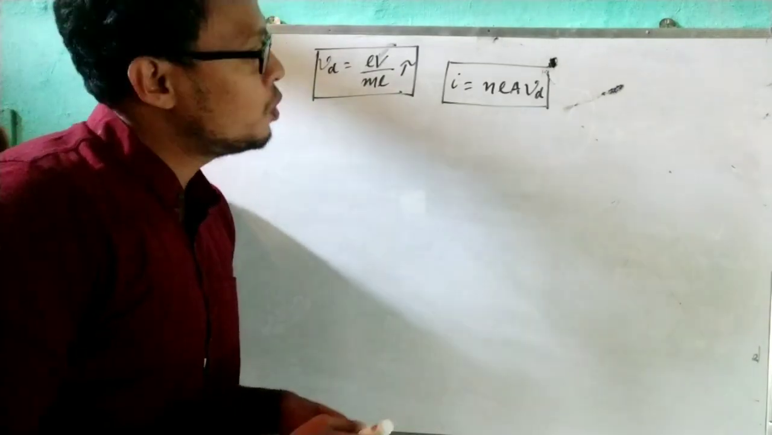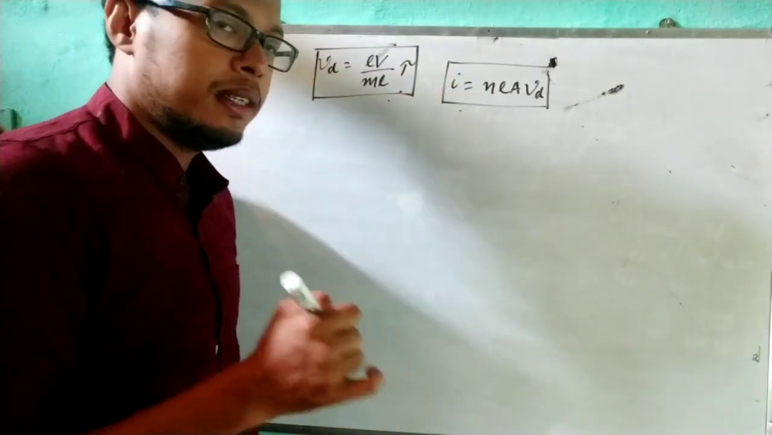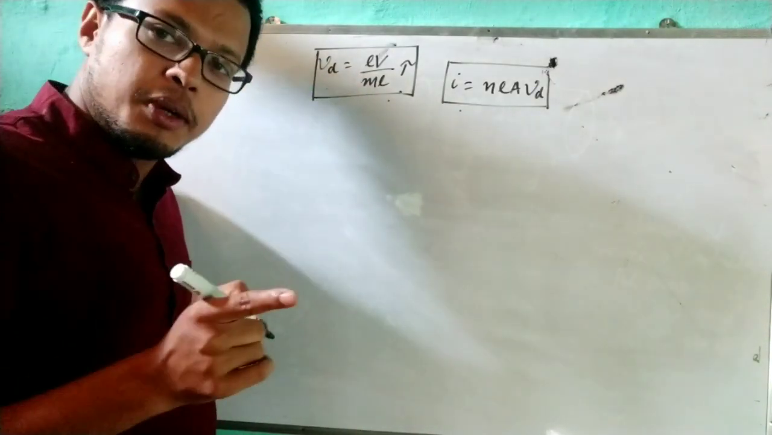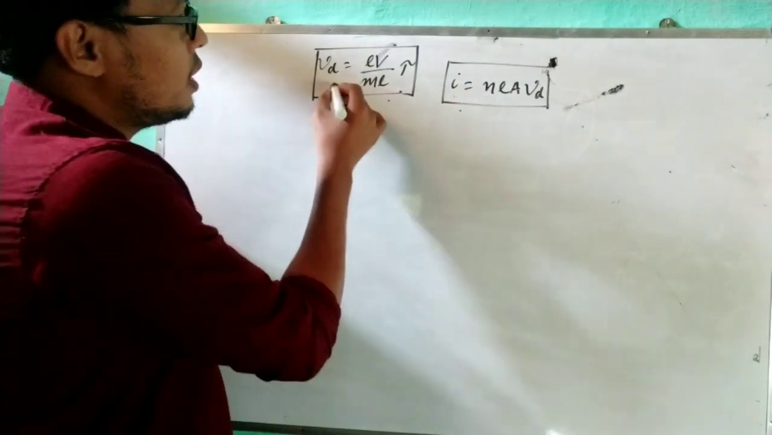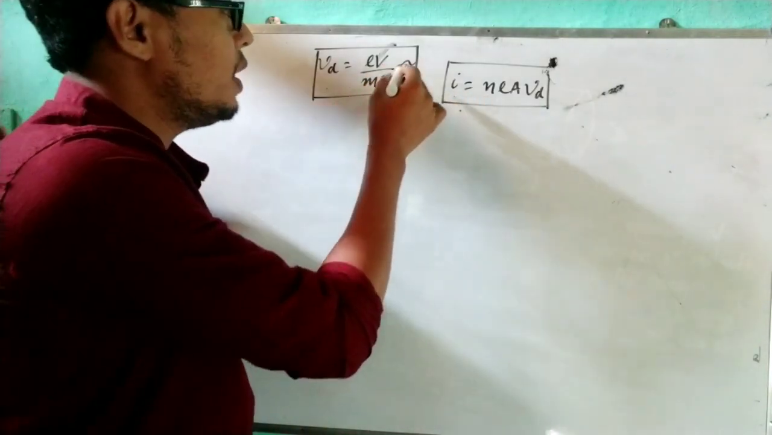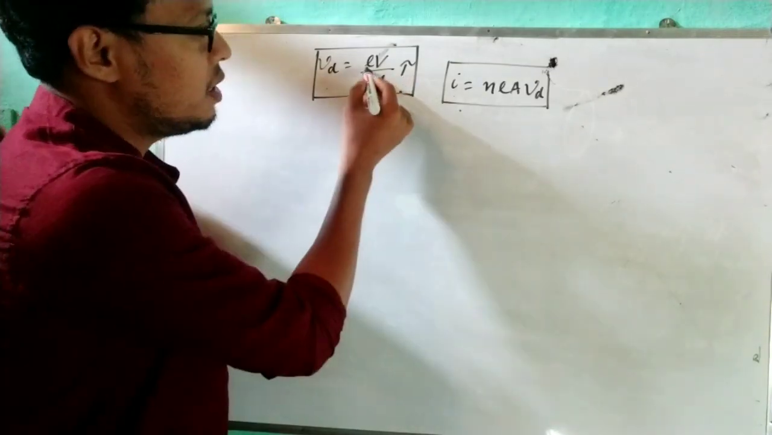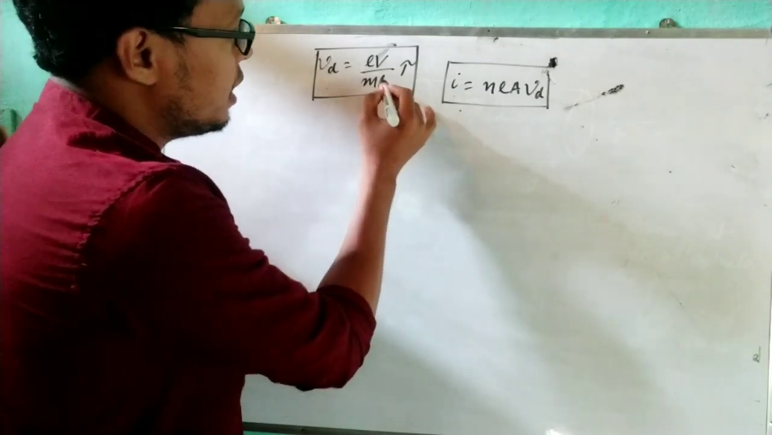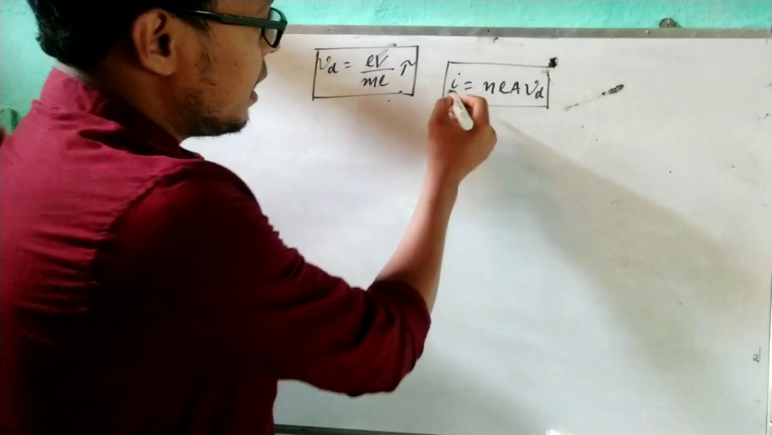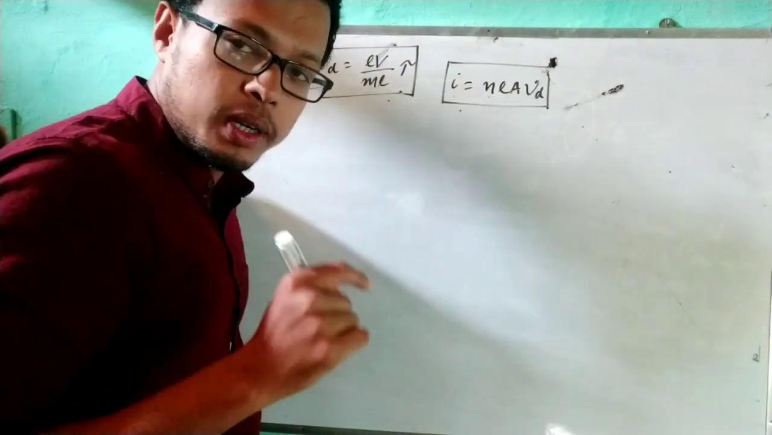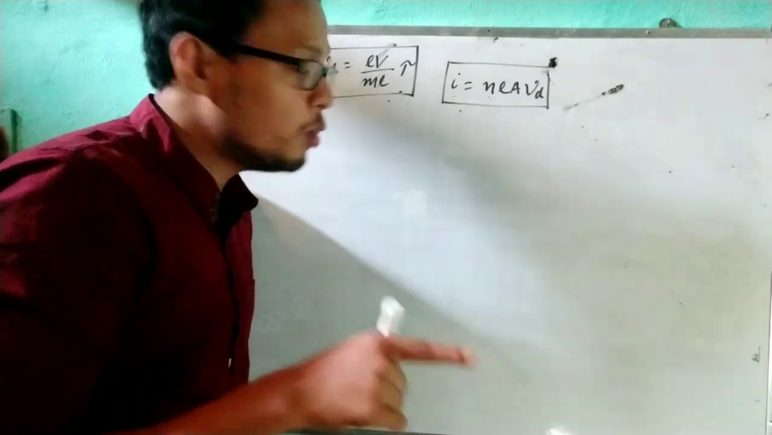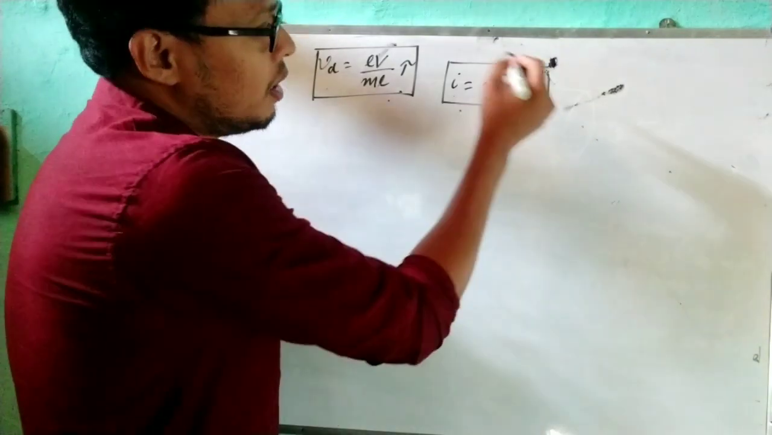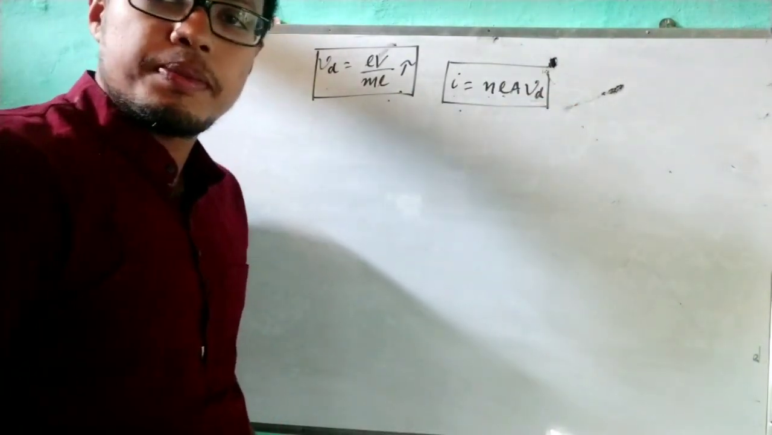Now in the previous video up to these two derivations I have done. Here the derivation was for Vd, means for drift velocity, and the current. So the relation was Vd equals eV by mL into tau, where e is the charge of an electron, V is the potential difference, m is the mass of an electron, and L is the length of the conductor. And here I is the current, n is the free electron density or number of electrons per unit volume, e is the charge of an electron, A is the area of cross section, and Vd is the drift velocity. Up to this we read.